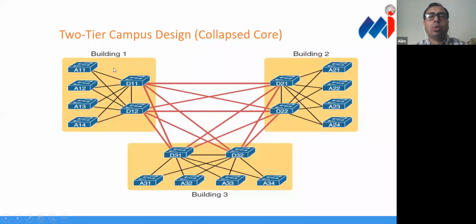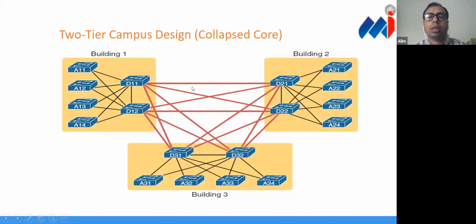In this, imagine the organization has three buildings: building one, building two, and building three. In building one, there are two distribution switches. In building two, two distribution switches. And in building three, you also have two distribution switches. And the distribution switches also have access switches, which are used to directly connect to a computer.